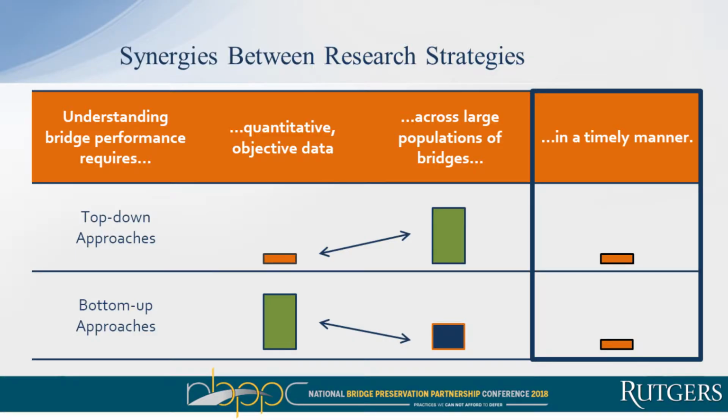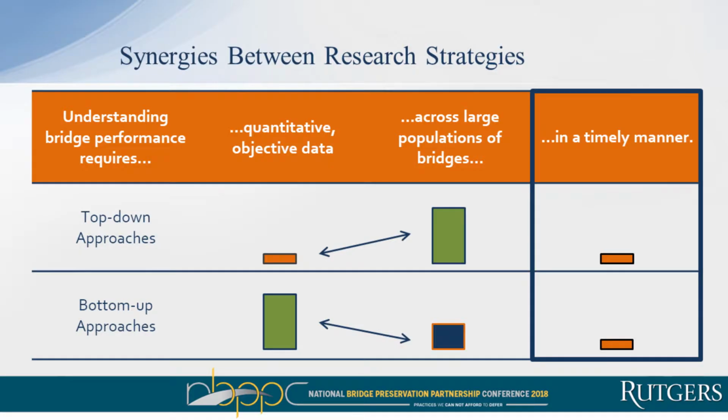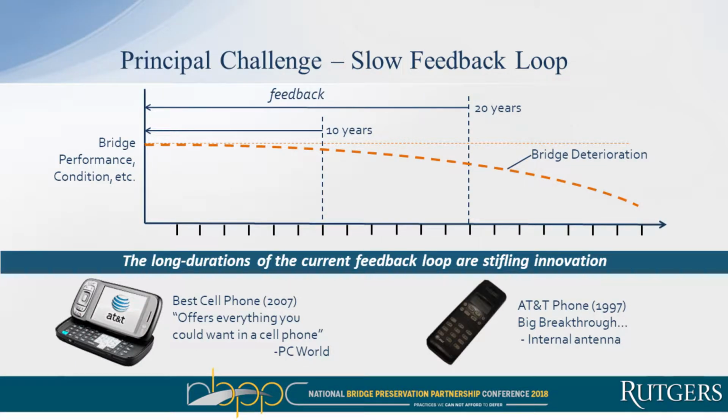So I'm going to say understanding bridge performance requires quantitative objective data across large populations of bridges in a timely manner, right? So top-down approaches do a great job with the big population of bridges. Bottom-up approaches do a really good job with this quantitative objective data. They're getting better here. They're always going to be getting better here. But the problem is they do a pretty terrible job for this in a timely manner, right? The same challenge that exists for top-down approaches exists for bottom-up. That is, if I want to look at how a bridge is going to perform over 40 years, I have two options.